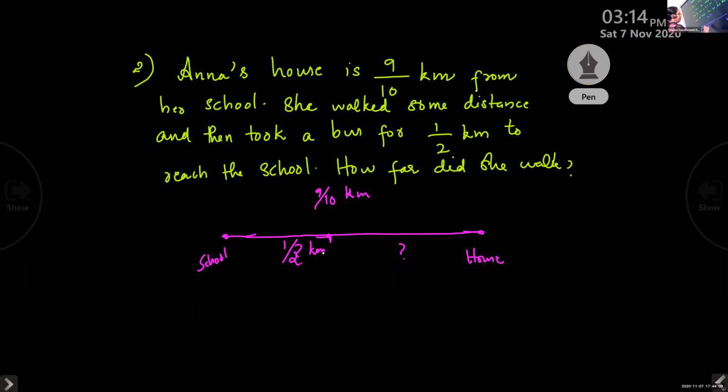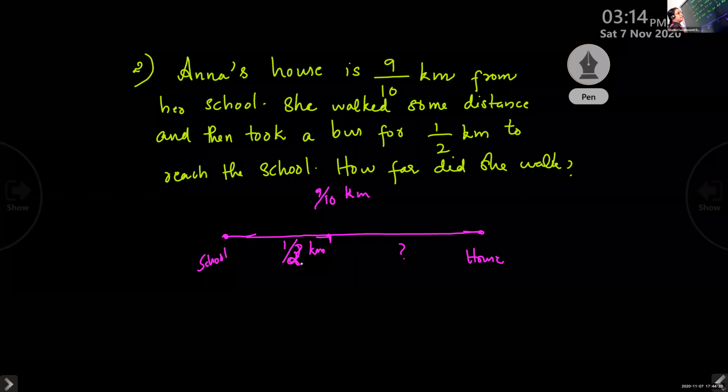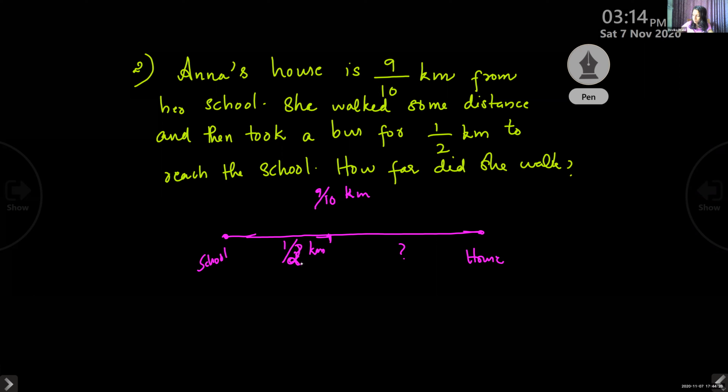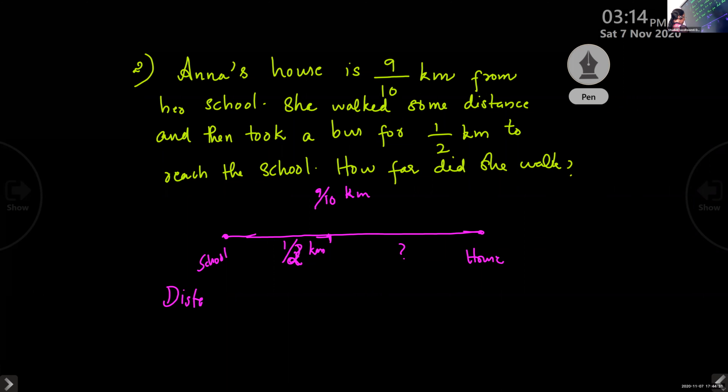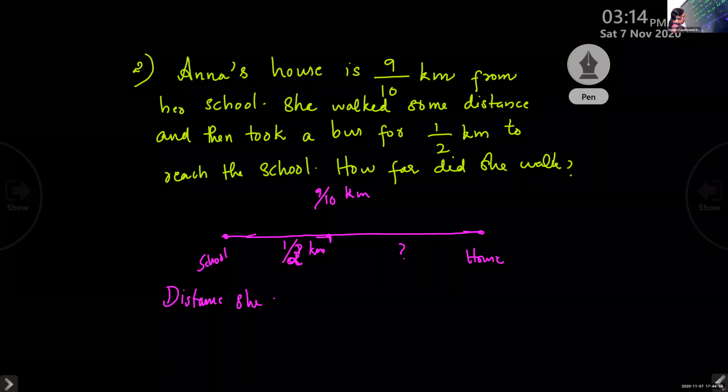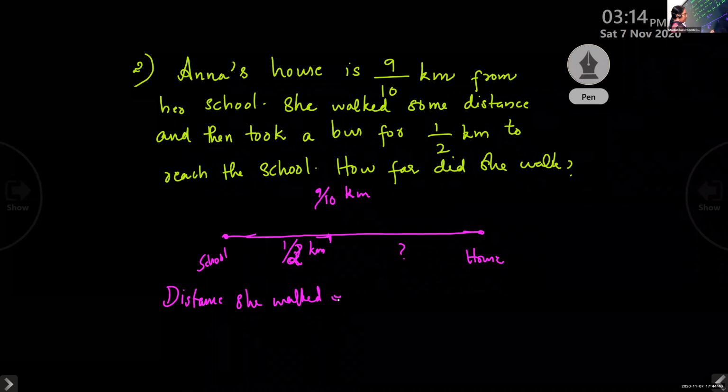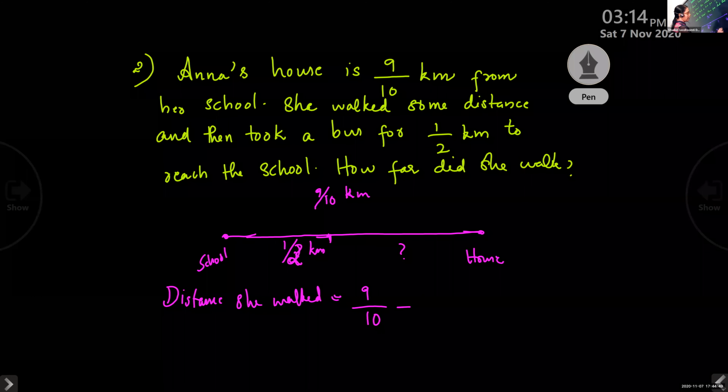Okay, children, half kilometer. So how will you find that? First we have to subtract. 9 by 10 is the bigger one, and we have to subtract 1 by 2 from that to get the distance she walked. Ma'am, we have to draw this line. If you draw like this, it will be easy to understand. Then 9 by 10 minus 1 by 2.